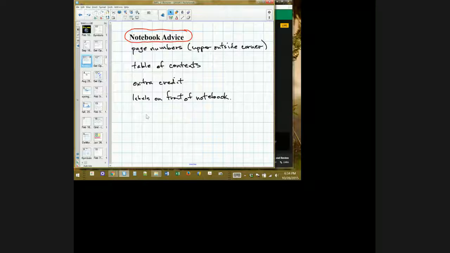So, you know what I mean? You might have placed some of your extra credit in each assignment. Some people like to put all their extra credit at the end. I don't care, just so you tell me where it is. And then, please don't forget to label the front of your notebook, so when I pick it up, I know whose it is. Okay. So just a reminder, it's been a while since we talked about the notebook.